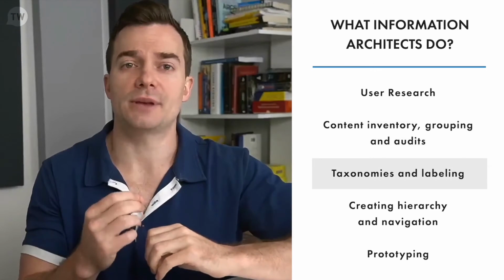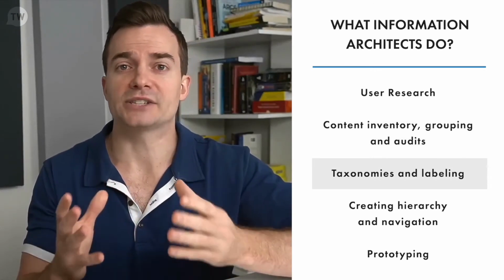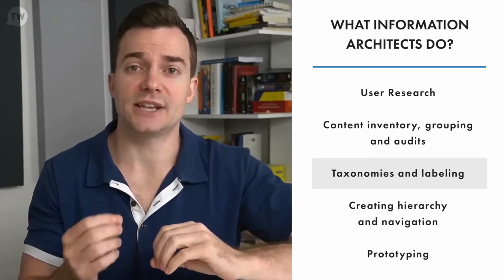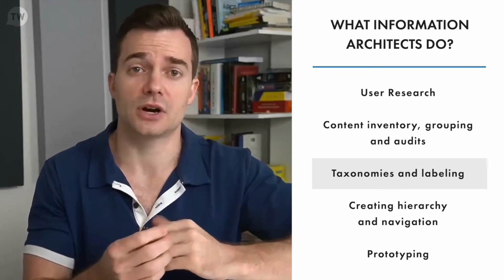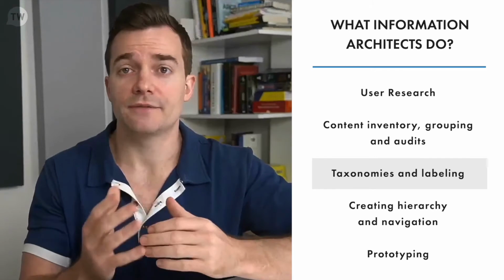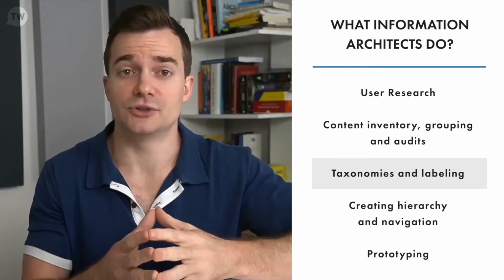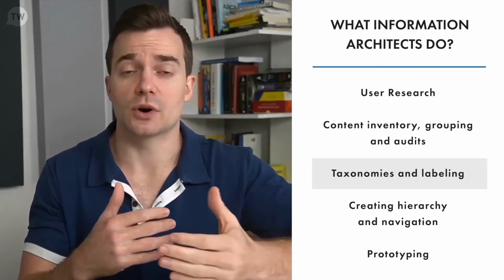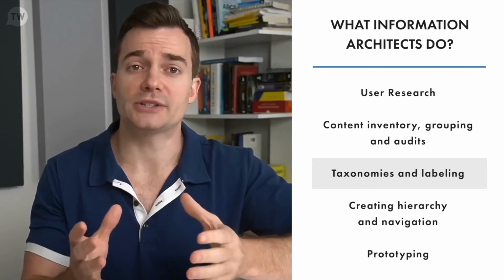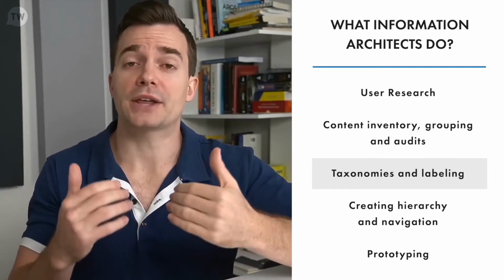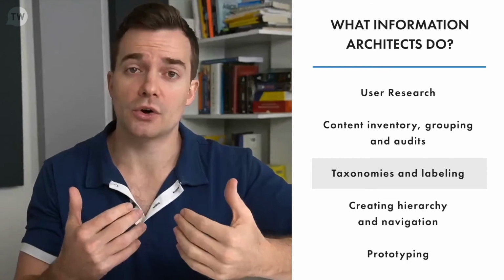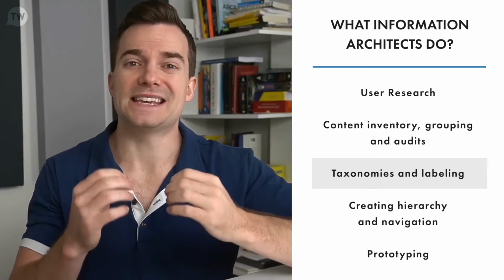And we have taxonomies and labeling. Taxonomy is the practice of organizing and classifying items based on similarities. This exercise typically follows the user research and content inventory processes. The information architect might classify the items using categories, sections, or metadata tags. And during this process, it's important to remember that the product's content and functionality will grow, so the way it's organized must be easily scalable.